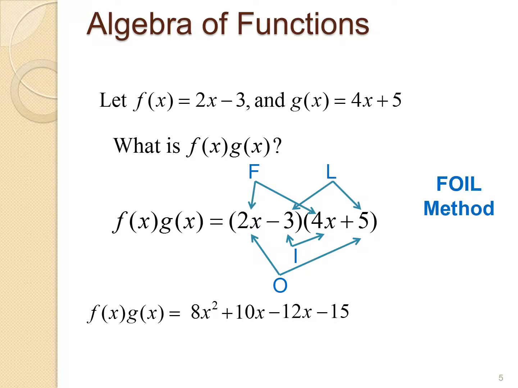If you put those letters together, it's the FOIL method, F-O-I-L: first, outer, inner, last. You don't have to do it this way, but it's a way that later makes it easier to factor things. And of course, we have to combine common terms, the plus 10x minus 12x gives us negative 2x. And of course the answer is as is shown.